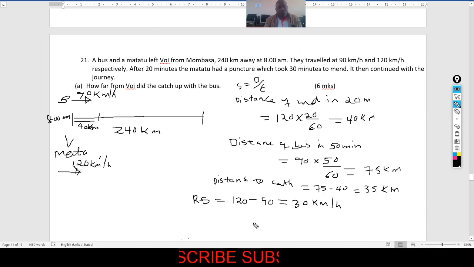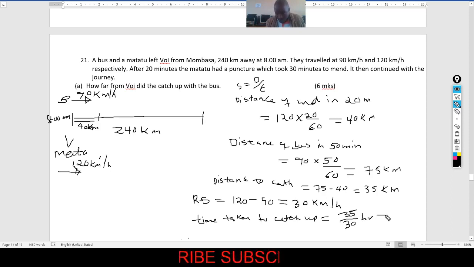Therefore, if we have the relative speed and the distance that the matatu must run to catch up, how far from Voi did the matatu catch up with the bus? So we need to find the time taken to catch up. Time taken to catch up equals the competing distance, which is 35, over the relative speed, which is 30. If you divide 35 by 30, you get 1.1666.